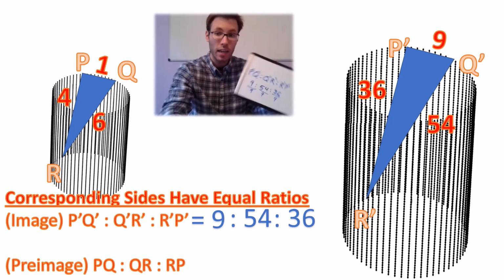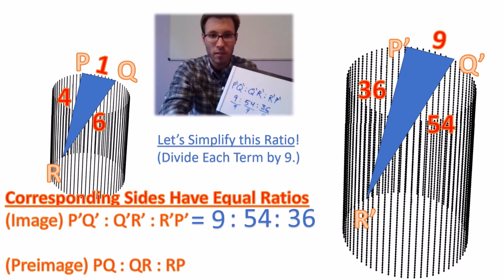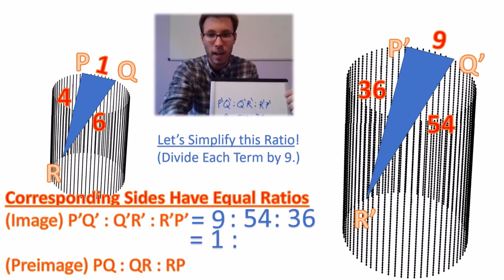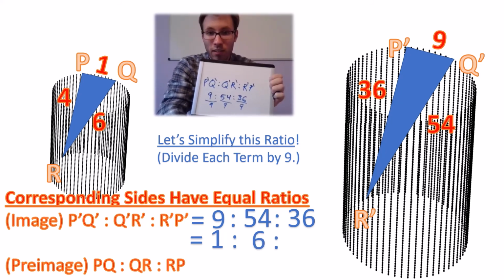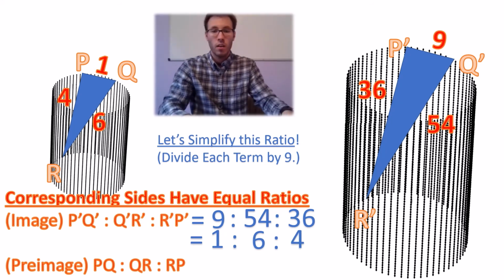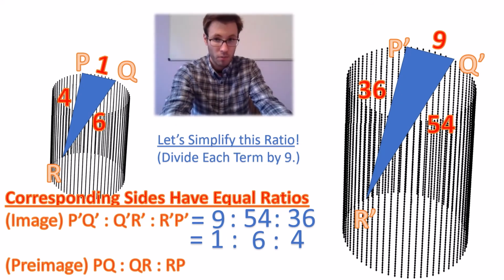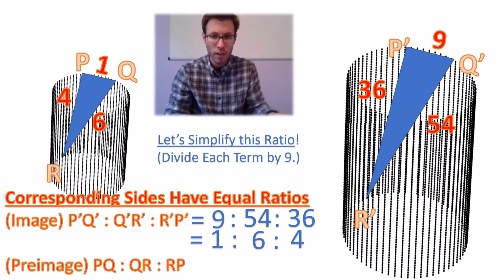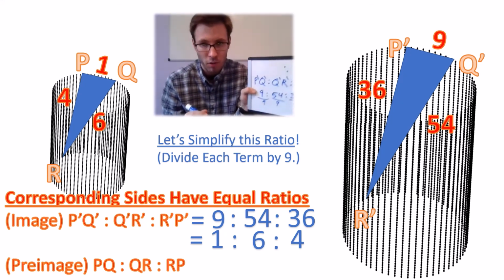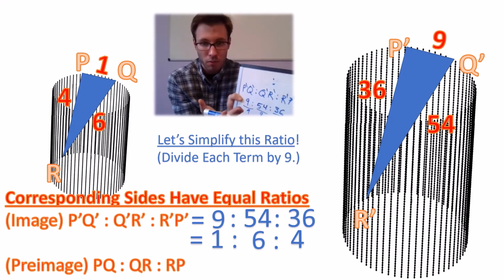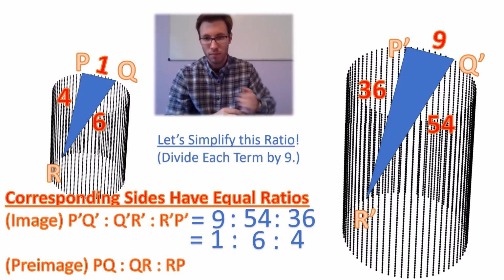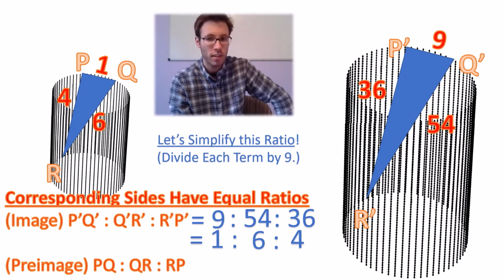9 divided by 9 is 1. 54 divided by 9, that middle term, is 6. And 36 divided by 9 is 4. So that's the ratio right there. So it's 1, 6, 4. 1 to 6 to 4. Whenever you read a colon, you read that as a ratio, as "to." So that's the vernacular right there. So 1 to 6 to 4.